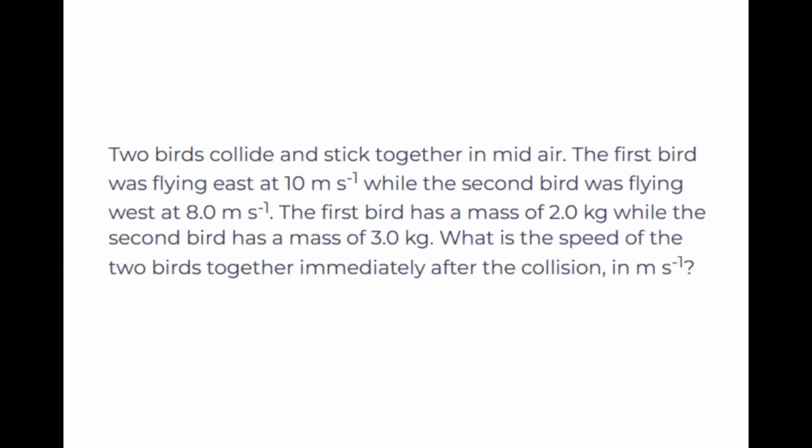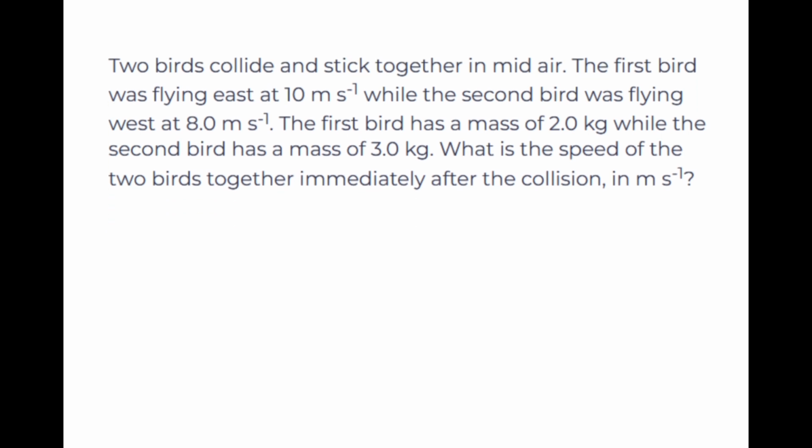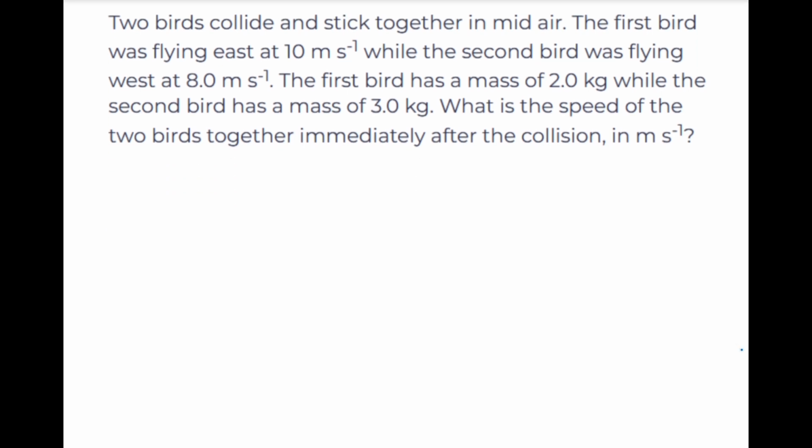Question 3. 2 birds collide and stick together in midair. The first bird was flying east at 10 meters per second, while the second bird was flying west at 8.0 meters per second. The first bird has a mass of 2.0 kilograms, while the second bird has a mass of 3.0 kilograms. What is the speed of the 2 birds together immediately after the collision in meters per second?